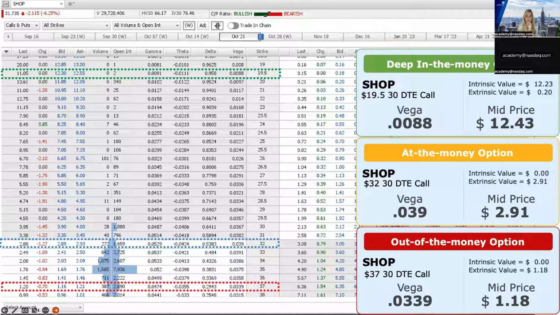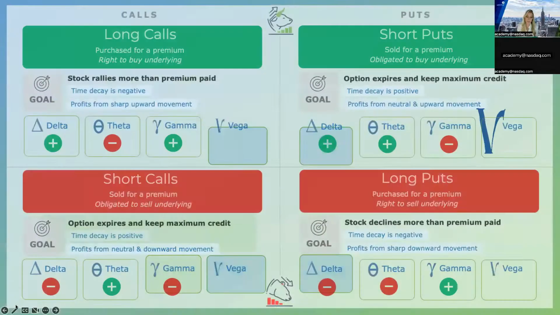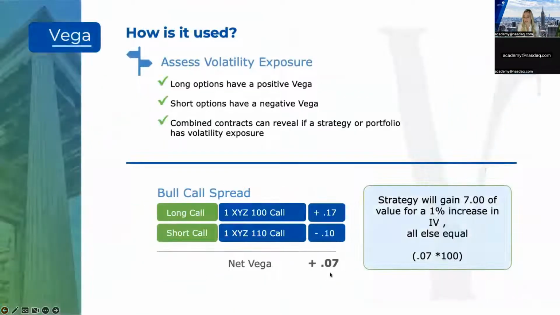And then the same is true. It is centered around at the money options, and it has the highest impact actually the farther out. So implied volatility affects the longer dated options. And then combined, it can tell me if I have volatility exposure or not. So that's what I'm looking for. Is an increase in implied volatility going to hurt or help me?